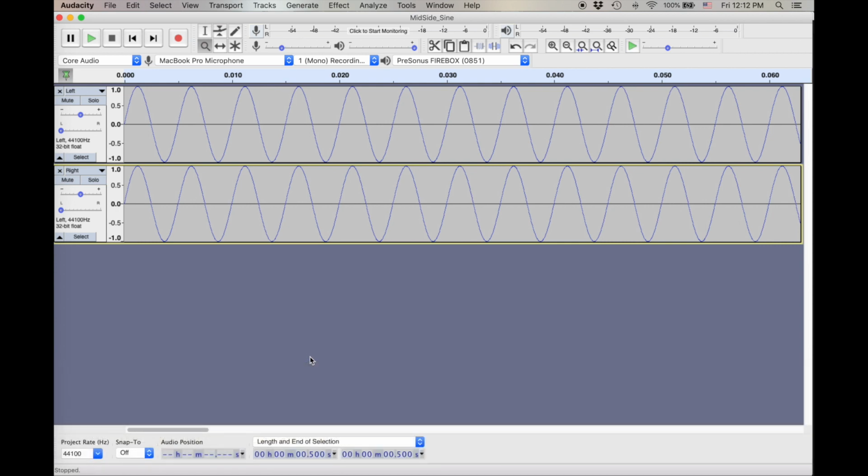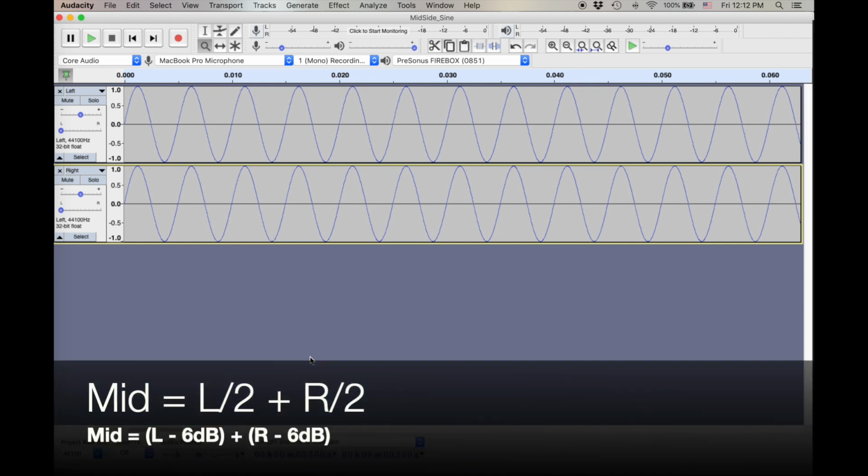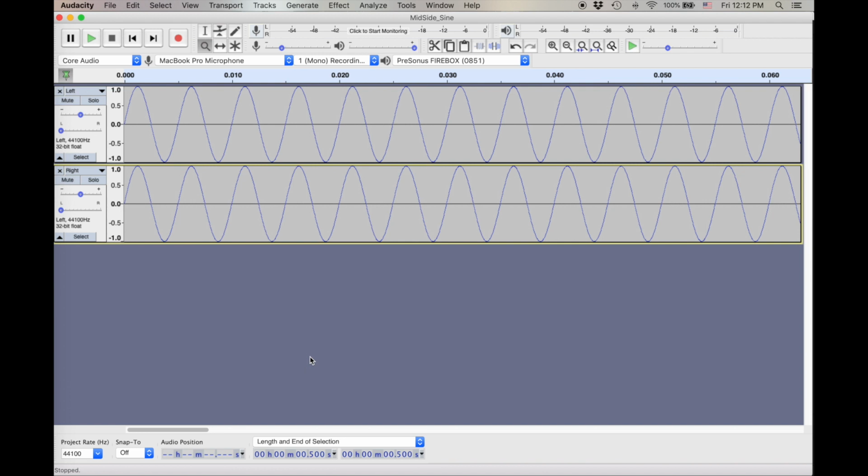Well, up until now I've been using a kind of shorthand. The mid is actually the left divided by 2 plus the right divided by 2. If you look at this, if you were to add this left and the right, you would immediately get clipping, right? So I'm not going to walk through what I did in Audacity just because it's kind of boring, but I'll show you the before and after.